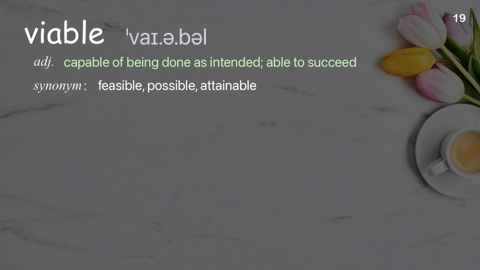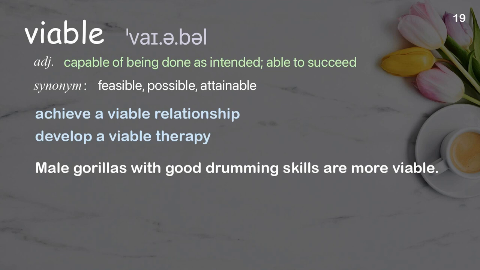Viable. Capable of being done as intended, able to succeed. Examples: achieve a viable relationship. Develop a viable therapy. Male gorillas with good drumming skills are more viable.